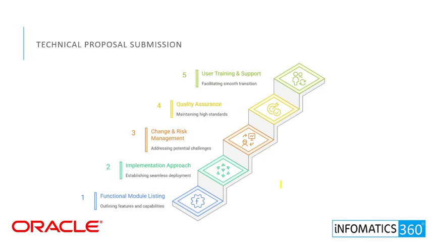Let's see how the technical proposal will be submitted. After understanding the client's need, we prepare a technical proposal that covers 5 areas: functional module listing, implementation approach, change and risk management, quality assurance, user training and support. So these are the main 5 key areas, where it starts from functional listing.